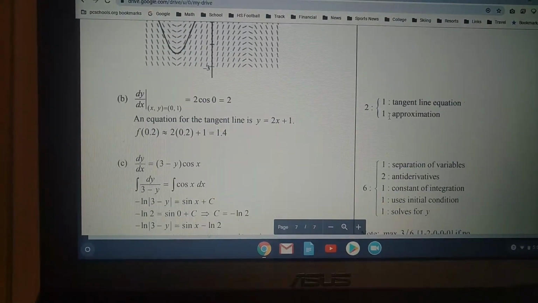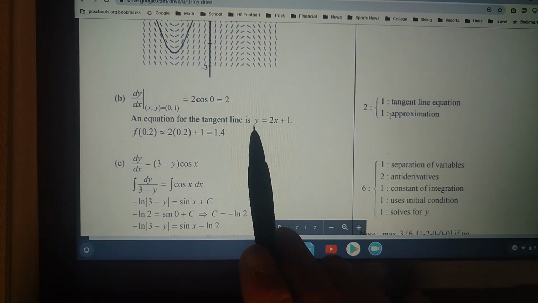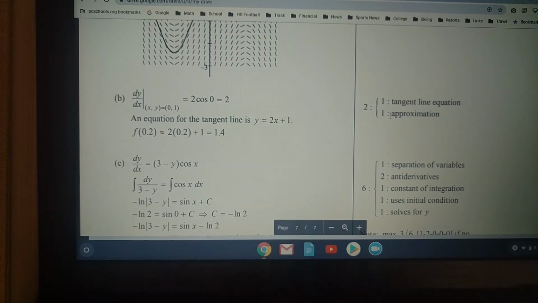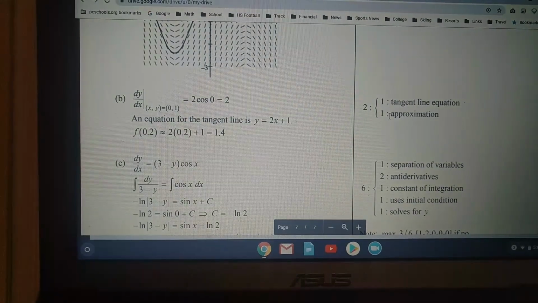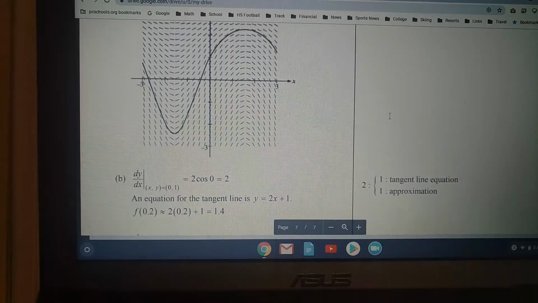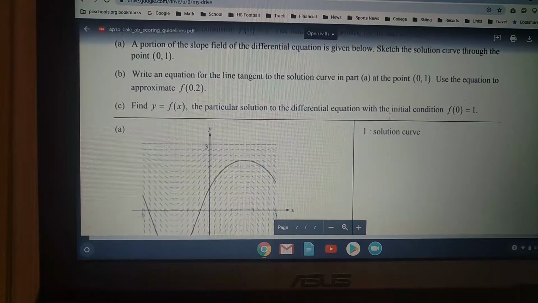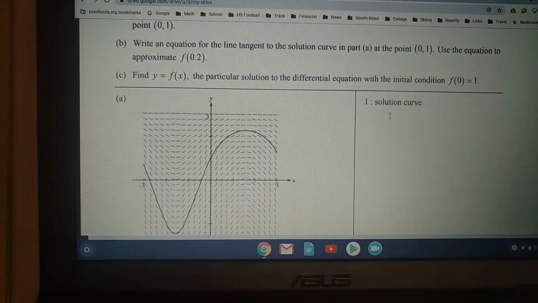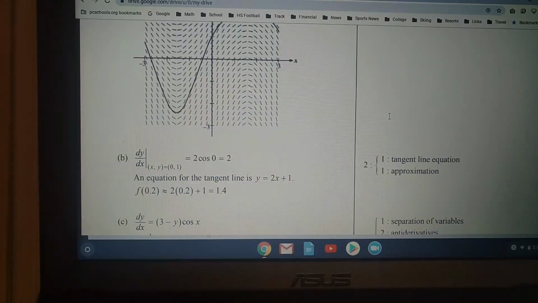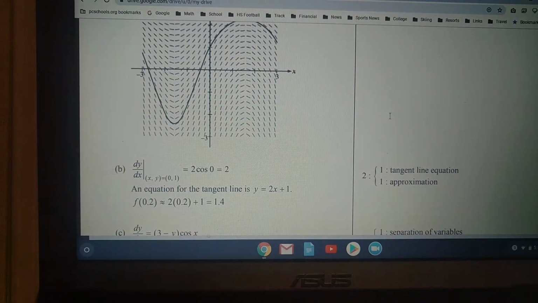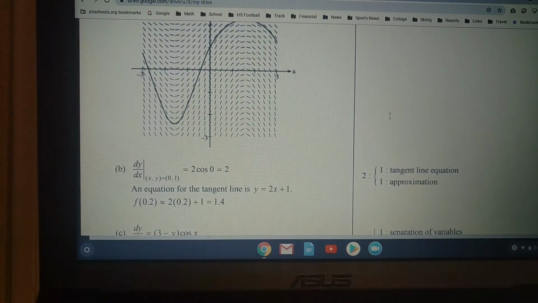Part B, 1 point for your tangent line equation. So here's your tangent line equation here: y equals 2x plus 1. Now that's after it's been solved for y. You don't have to solve it for y so long as you get the true equation there. You're using the point (0, 1), so you could easily say y minus 1 is equal to 2x. That would also work. And then if you plug in correctly to get your approximation of 1.4, you get your second point.